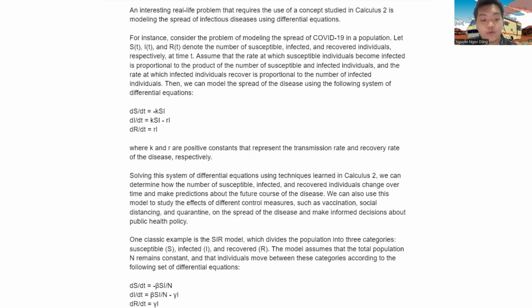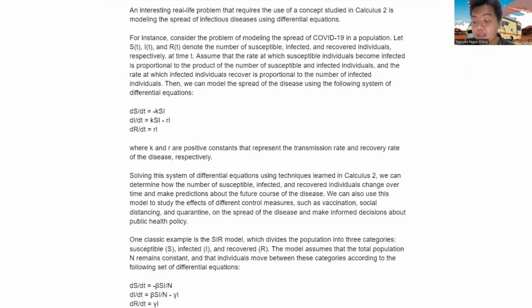So dS/dt will equal minus beta S I over N, and dI/dt will equal beta S I over N minus gamma I, and dR/dt will equal gamma I, and here beta is the transmission rate, and gamma is the recovery rate. The term beta S I over N represents the rate at which susceptible individuals become infected, and gamma I represents the rate at which infected individuals recover.